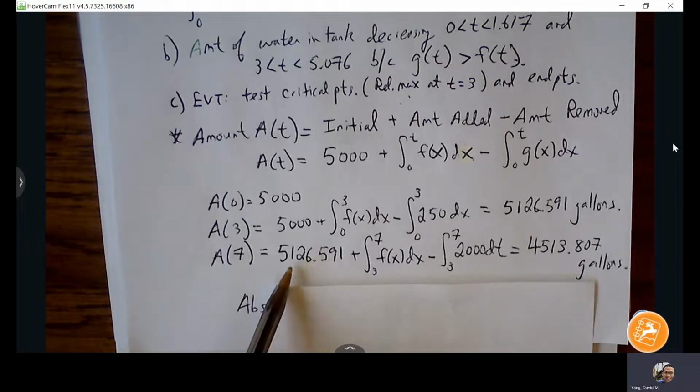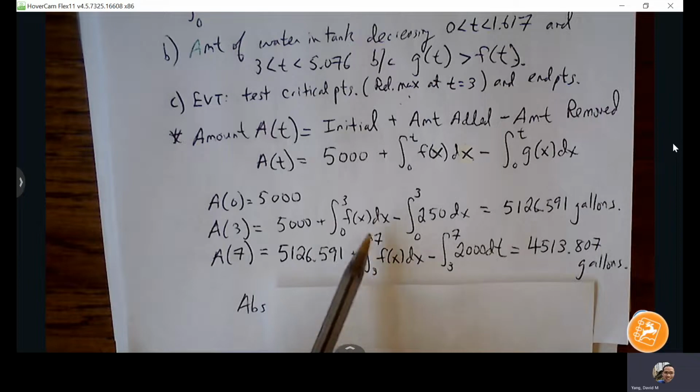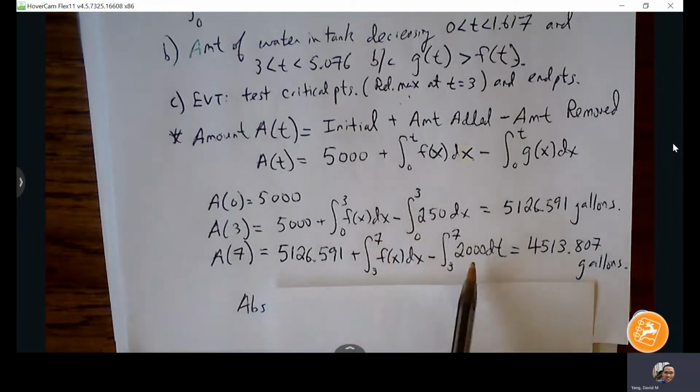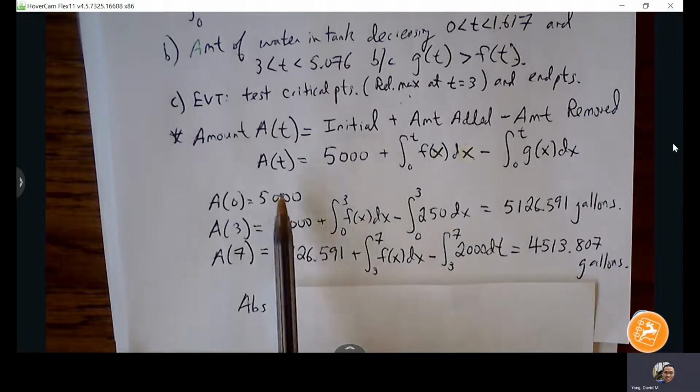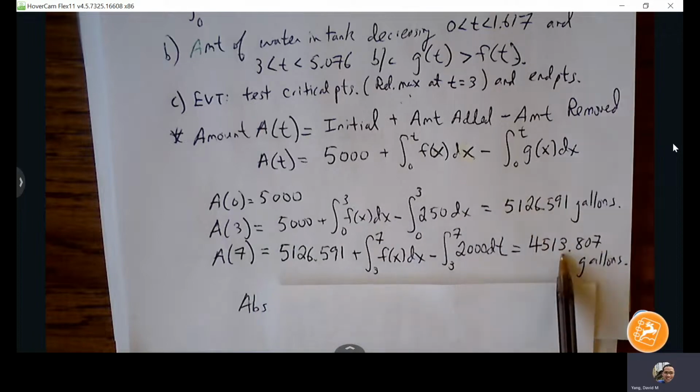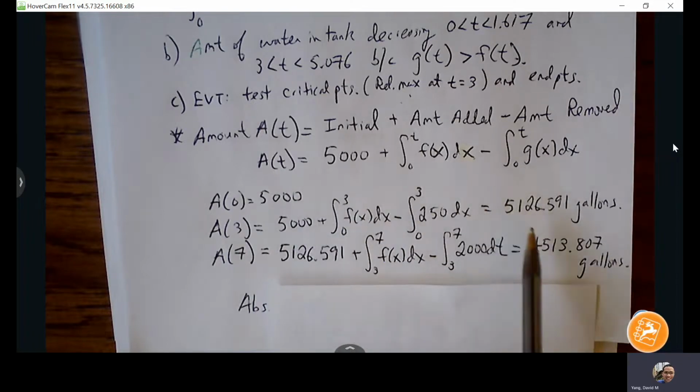So this is how much I have in the tank 3 hours in. And then this is how much water has been added between 3 and 7 hours. And this is how much water has been removed between that time period. And that's going to tell me how much water is in the tank at 7 hours in. So we can tell that the absolute maximum must be at 5126 because that is the largest value amongst the candidates that I tested.